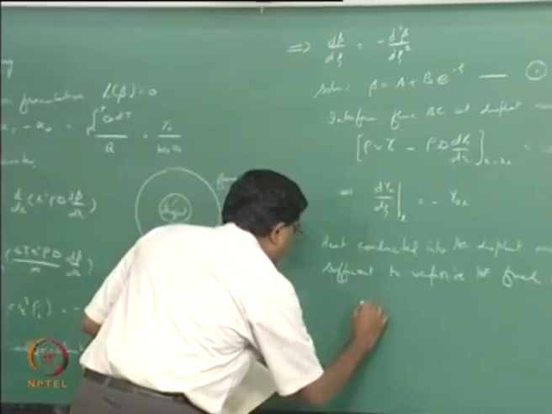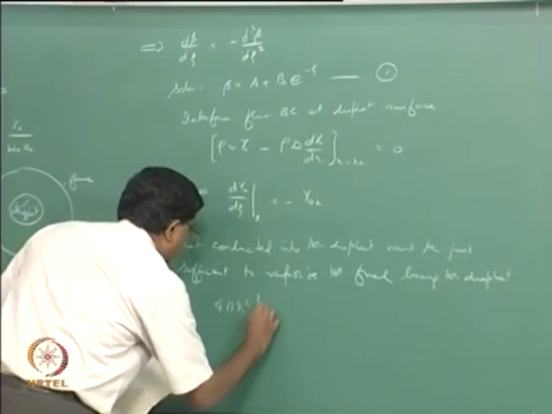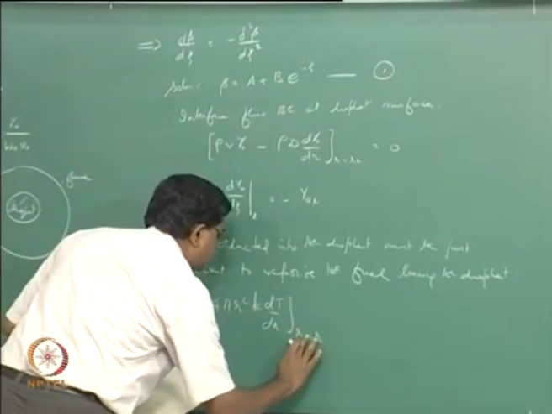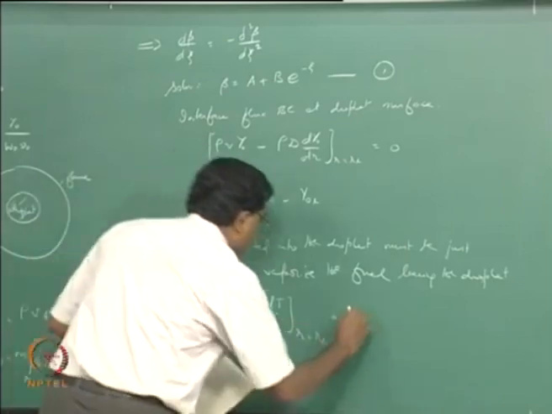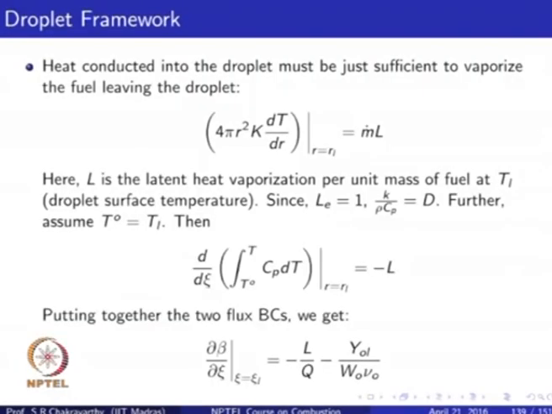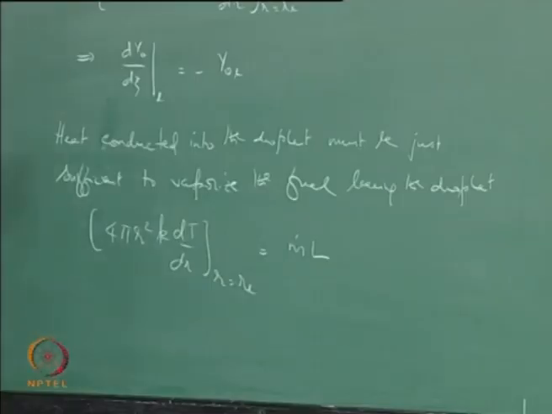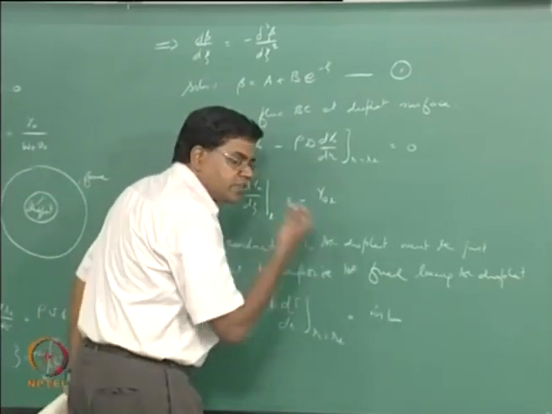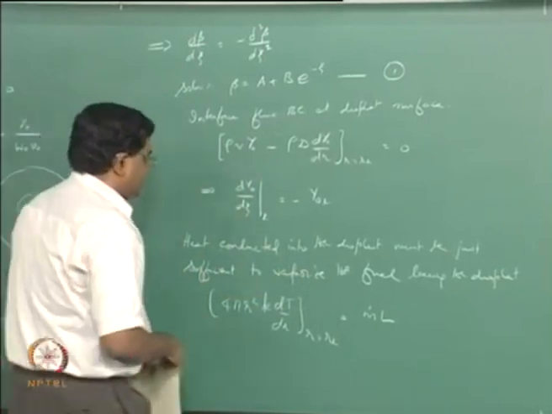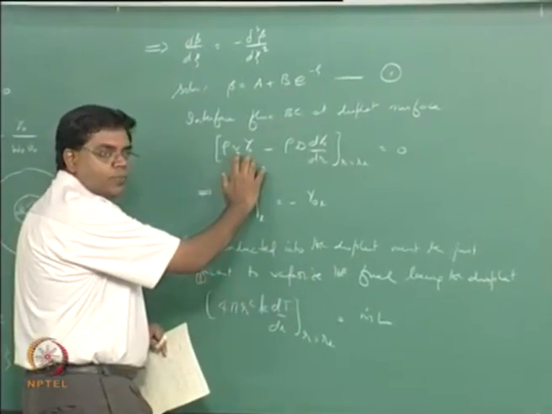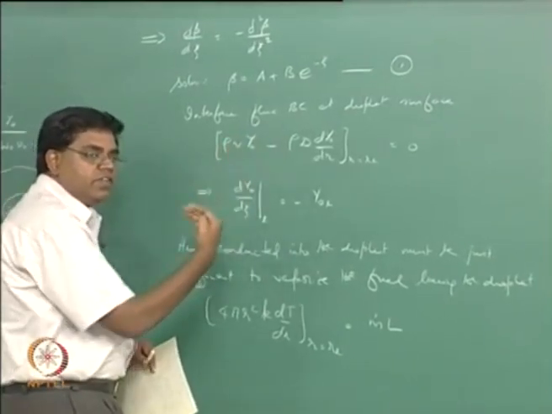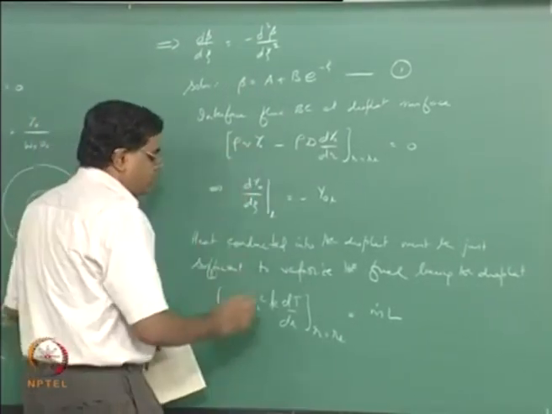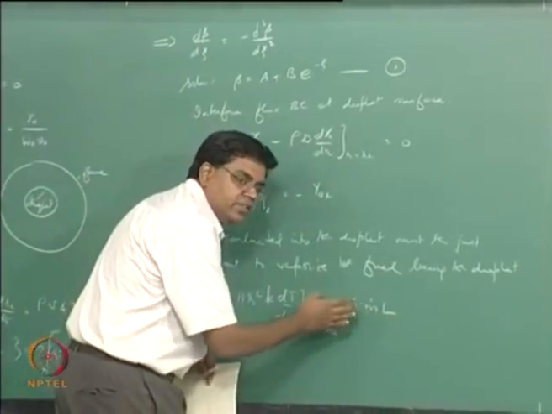So what this means is 4 pi r squared k dT by dr at r equals rl is equal to m dot L. Now this is in some sense very similar to the convective diffusive balance that we have gone through. This is the diffusive part, this is the convective part, except what's important here is that this is simply m dot times YO, that is like the mass flux of the oxidizer that is convecting inward in the space that is vacated by the droplet regression. Okay, that's what this dictates, but here this convection is actually based on the latent heat of vaporization.